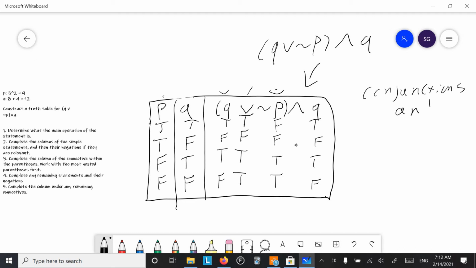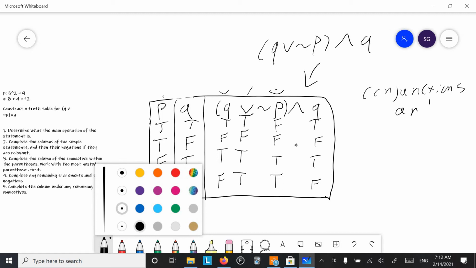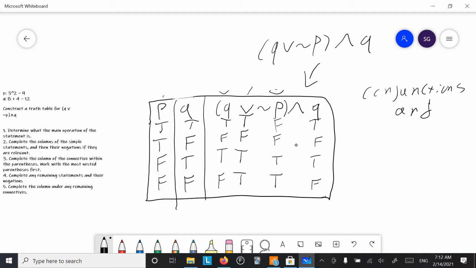Okay, so they are the AND statements. Unlike the OR statements, both of these have to be true. So for it to be true, both Q and P have to be true. And for it to be false, anything else aside from that is false. So if Q is false, then it's false for the entire thing. If P is false, it's false for the entire thing. It's in direct contrast to a disjunction.